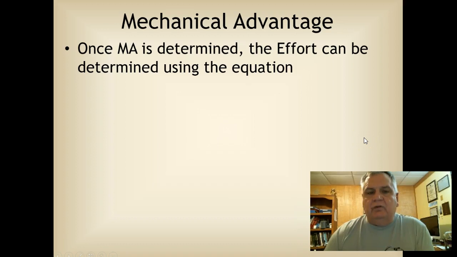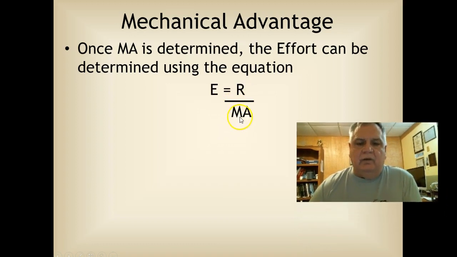So we know how mechanical advantage can be determined. Once it is determined, we can then determine the amount of effort that has to be used to be able to overcome a particular load or resistance. So how do we do that? We apply a second equation. Effort is going to be equal to the resistance divided by the mechanical advantage.